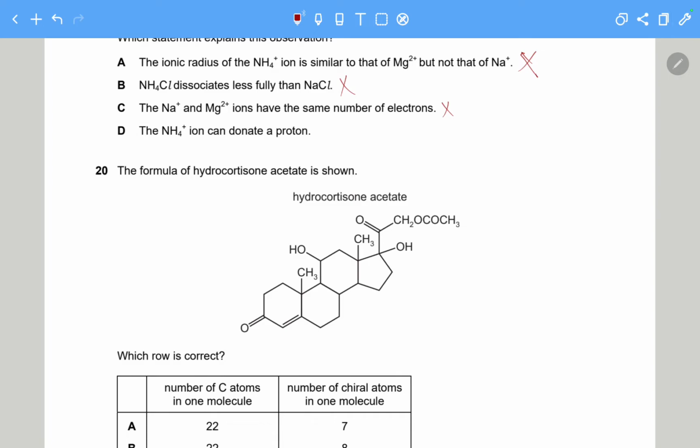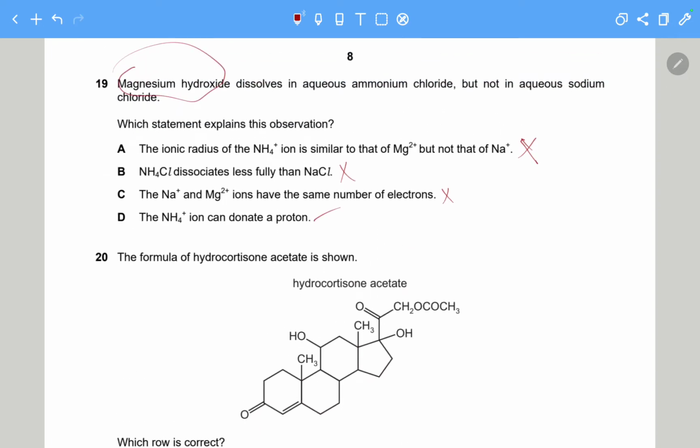Option D, the NH4+ ion can donate a proton. Now this is correct because when you add NH4Cl to magnesium hydroxide, it can donate. Magnesium hydroxide is a base, and remember the Bronsted-Lowry definition of acids and bases. A base is a proton acceptor. So magnesium hydroxide will like to accept protons, and the NH4+ ion from ammonium chloride will have a proton to donate, but sodium chloride will not have a proton to donate, and therefore the ammonium chloride will donate a proton to magnesium hydroxide. A reaction will take place, which is why the solubility happens. So D is the correct answer.